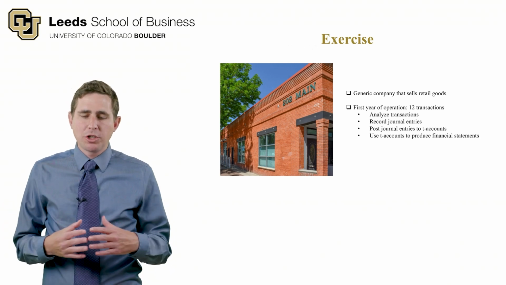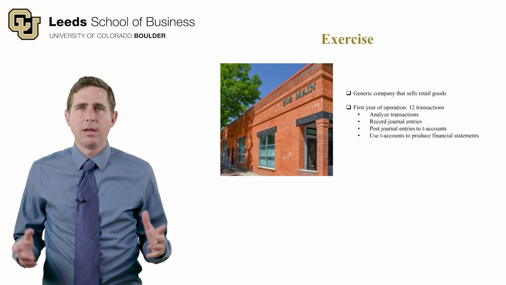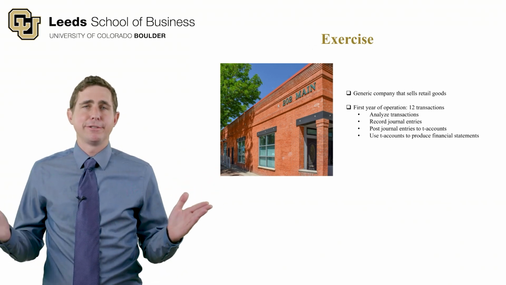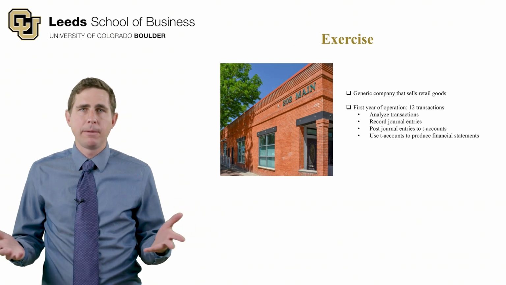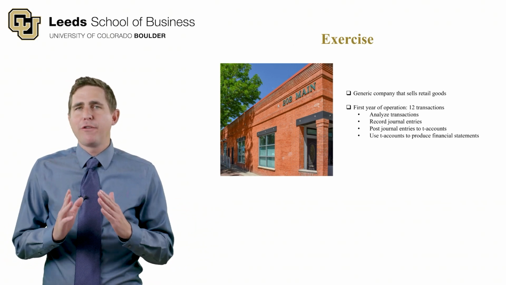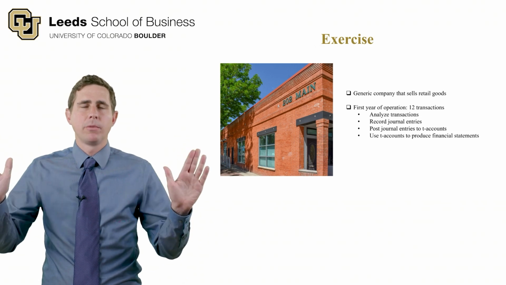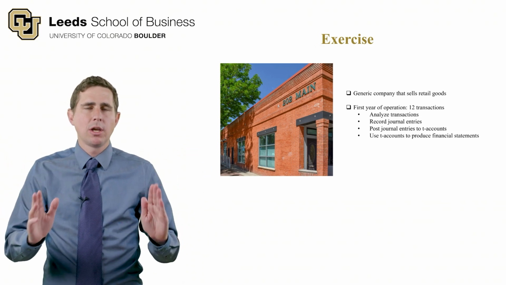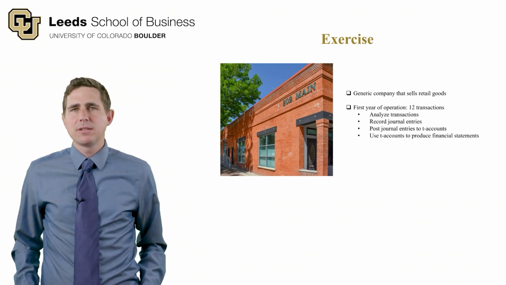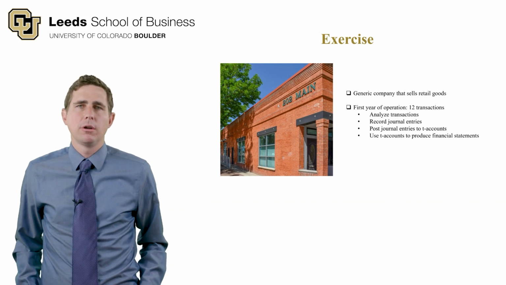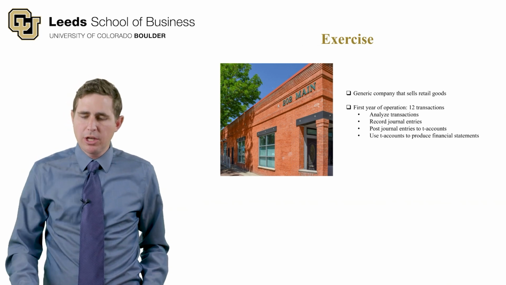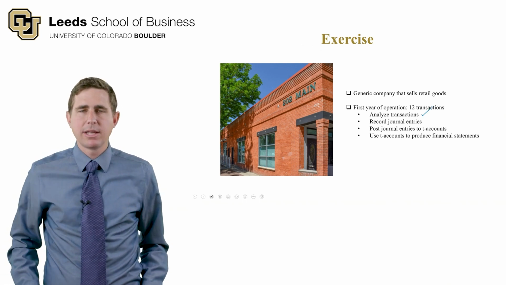We're going to imagine we're just some generic company and we sell retail goods, okay? We've got PP&E and inventory. But we're in the first year of operations, so all of our balance sheet and income statement are starting from zero. We're in our very first year of operations. We're going to have 12 transactions that occur during our first year of operations. In this video, we're going to analyze those transactions.